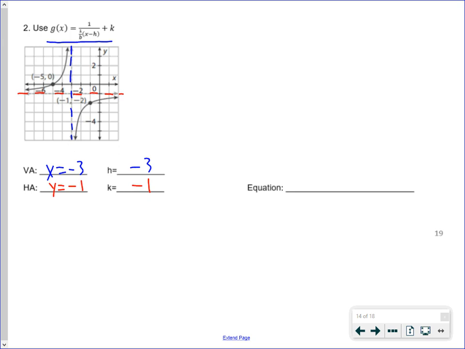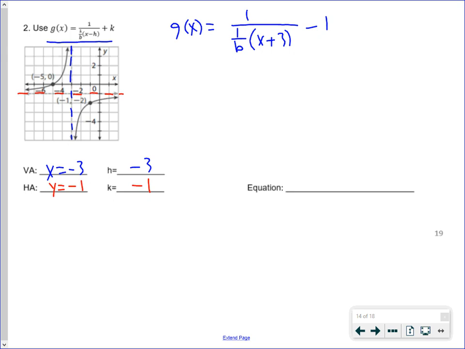So we're going to take our h and our k and put it into the equation that we gave you. So we have g of x. That's going to equal 1 all over 1 over b, and we're solving for that b, times x minus our h value of -3. So it's x plus 3, minus 1. So now we can pick either one of our 2 points, -5, 0, or -1, -2.